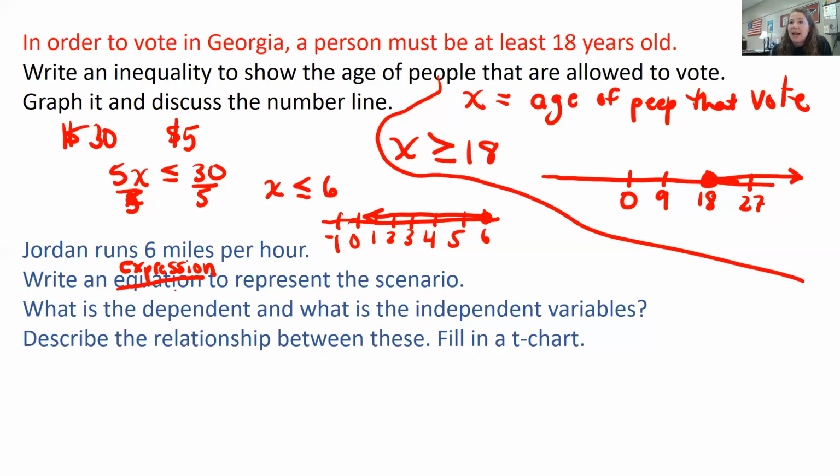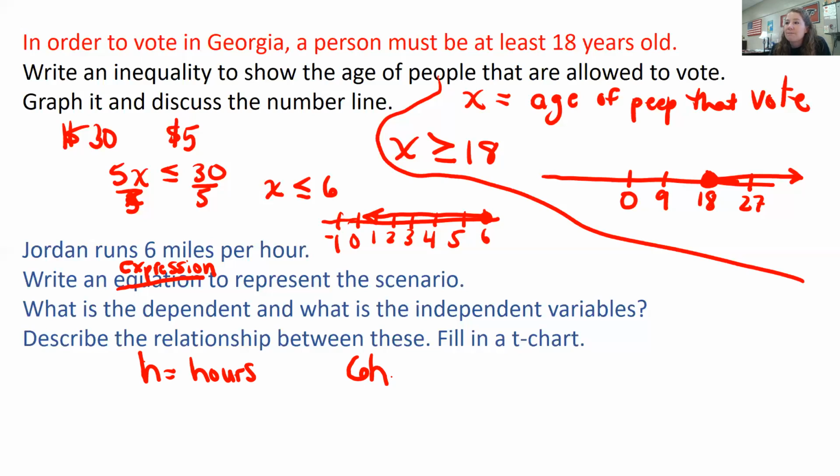I have enough information. So if, let's say H represents the number of hours. So what would my expression be? If Jordan runs 6 miles in 1 hour, he would run 12 miles in 2 hours, right? 18 miles in 3 hours. So how would I get those totals? I would just take H and I would multiply 6 by H.